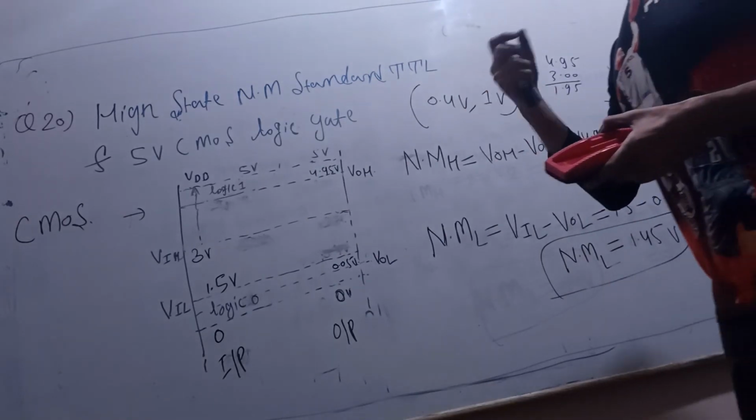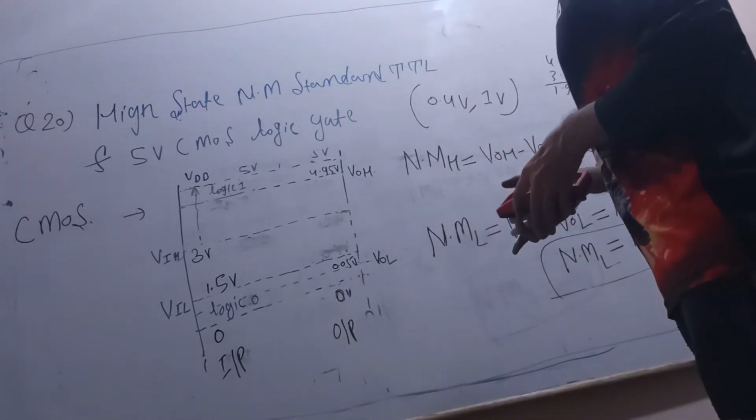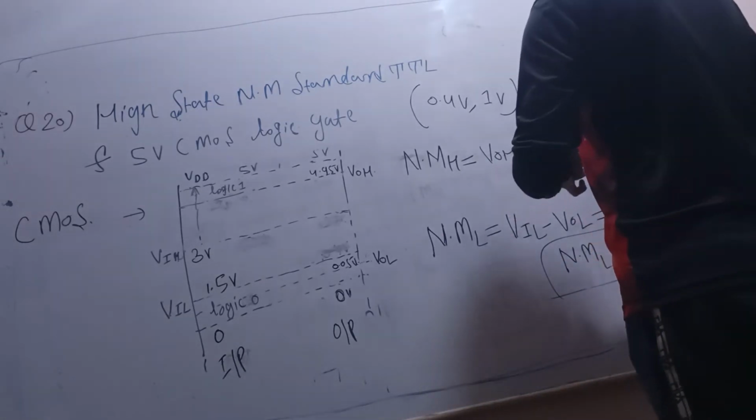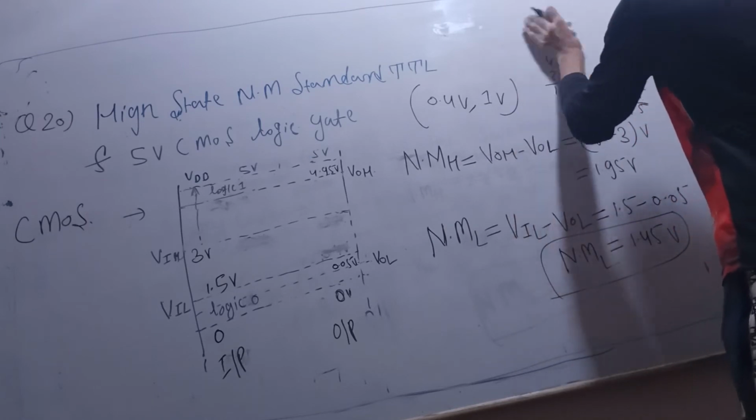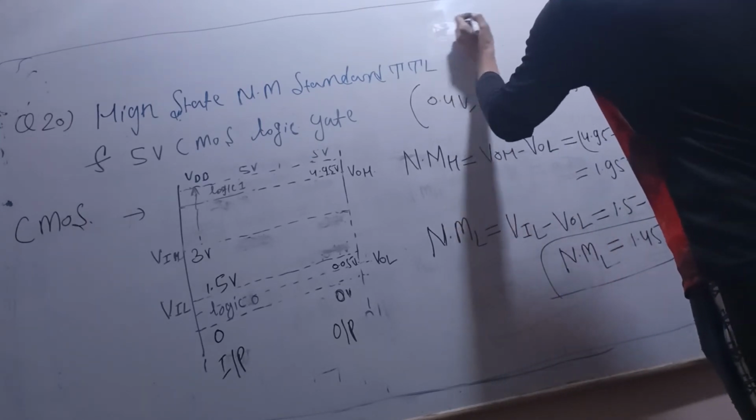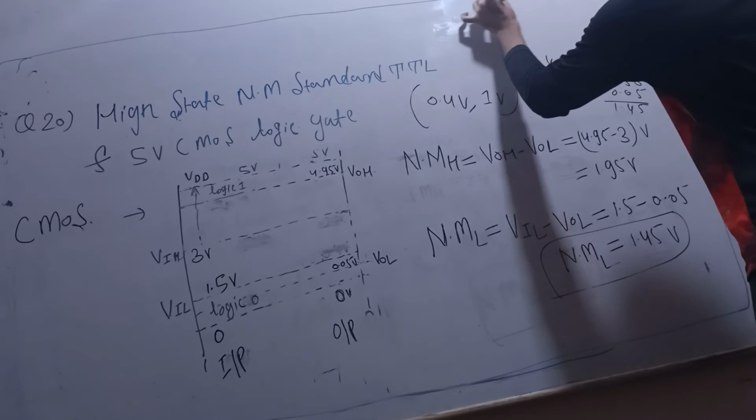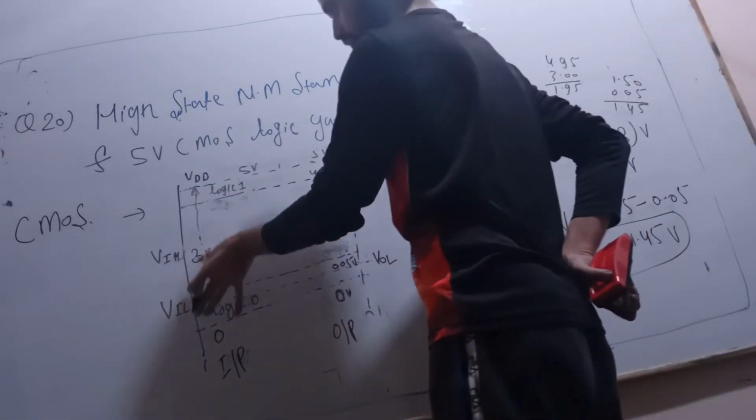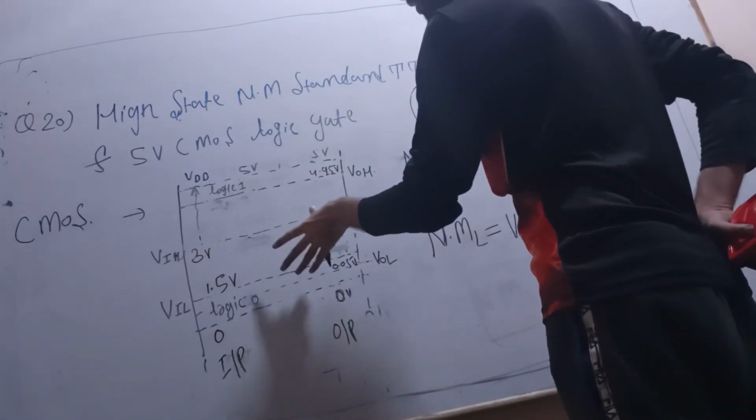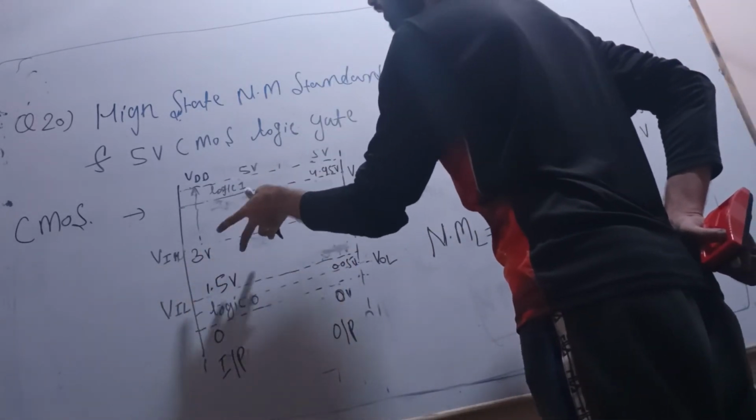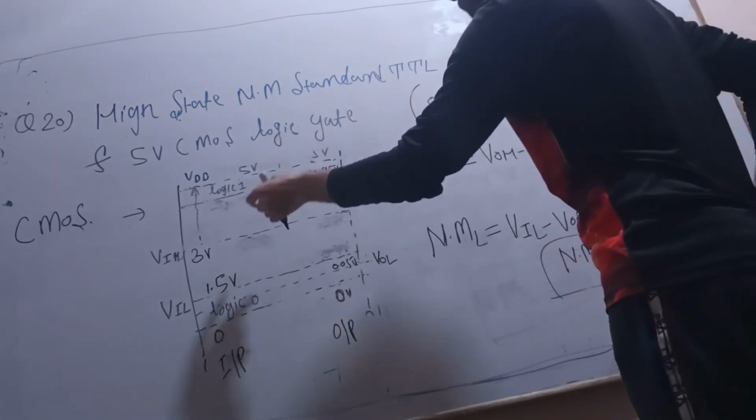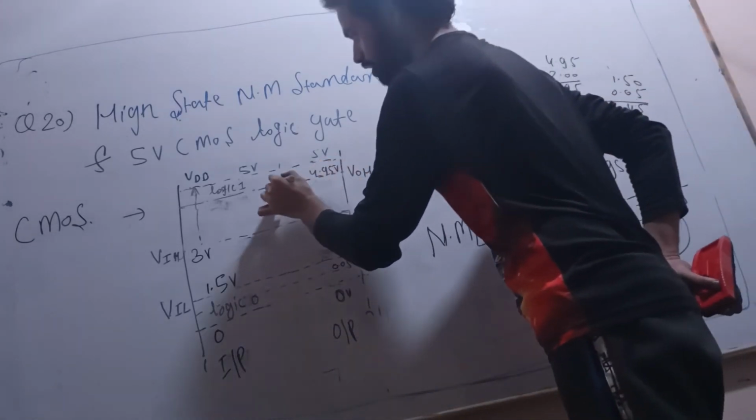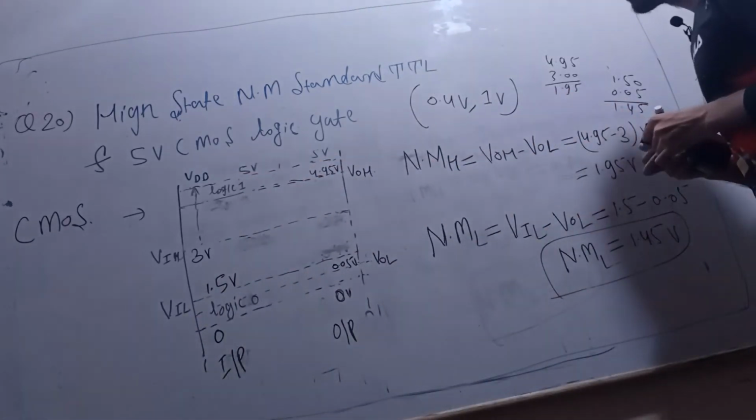So this is about the noise margin. The noise margin is the range of noise which will not affect the operation of the logic circuit.